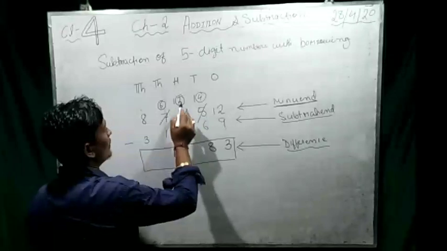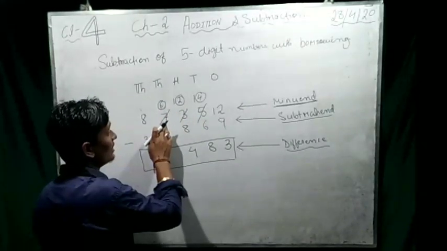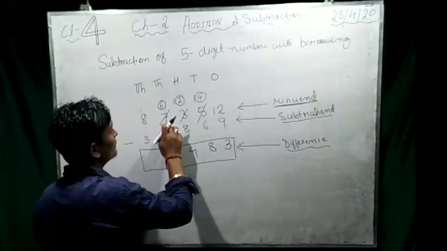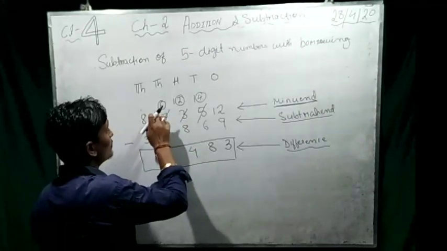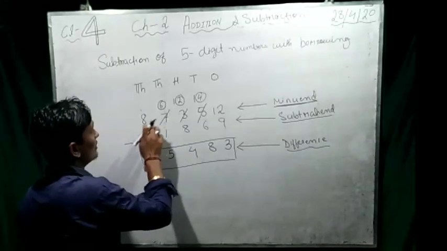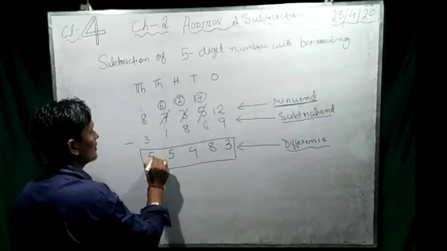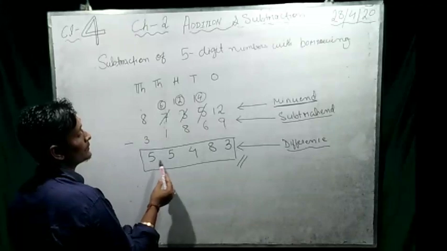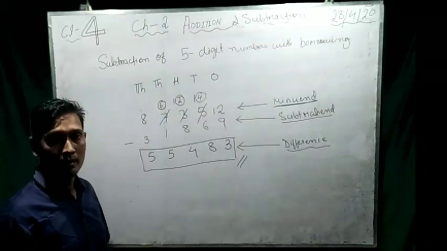Clear? So 12 minus 8 is 4, and 6 minus 1. Don't see this 7. Why? Because we are taking the borrow from this 7, and after taking 1 from this 7, what is left here? 6. So now 6 minus 1 is 5. Did you take any borrow from 8? No. So 8 minus 3 is 5. So our difference is what? 55,483. Clear, students? Clear or not?